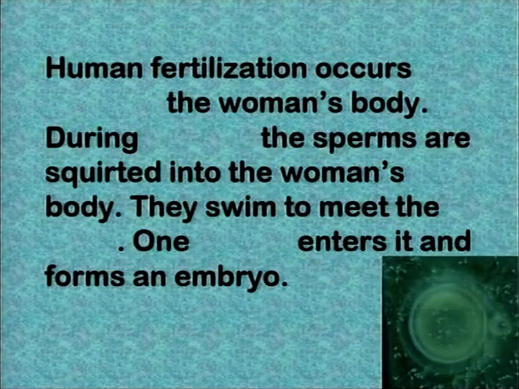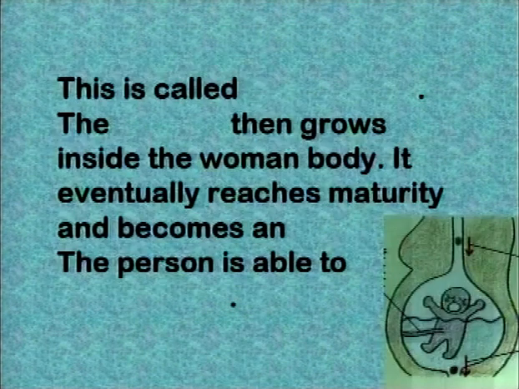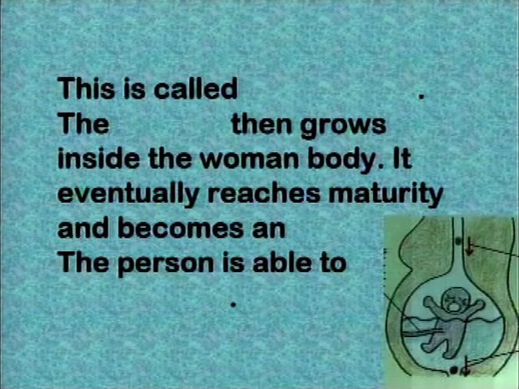We'll have Rose. Human fertilization occurs inside a woman's body. During mating, the sperms are squirted into the woman's body. They swim to meet the egg. One sperm enters it and forms an embryo. This is called fertilization. The embryo then grows in the woman's body. After about 9 months, a baby is born. It eventually reaches maturity and becomes an adult. The person is now able to reproduce. You agree?